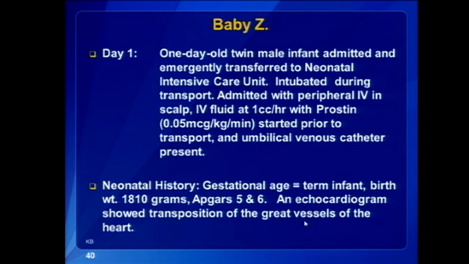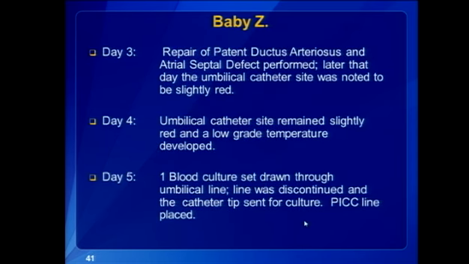The APGARs were 5 and 6. An echocardiogram showed transposition of the great vessels of the heart. On day 3, they repaired the patent ductus arteriosus and the atrial septal defects. And later that day, the umbilical catheter site was noted to be slightly red. On day 4, the umbilical site continues to be red, and a low-grade temperature has developed. And on the 5th day, there is one blood culture that's drawn through the umbilical line. The line was discontinued, and the catheter tip was sent for culture.